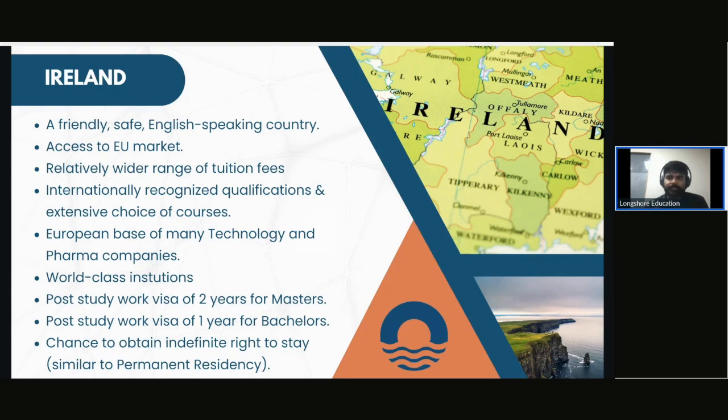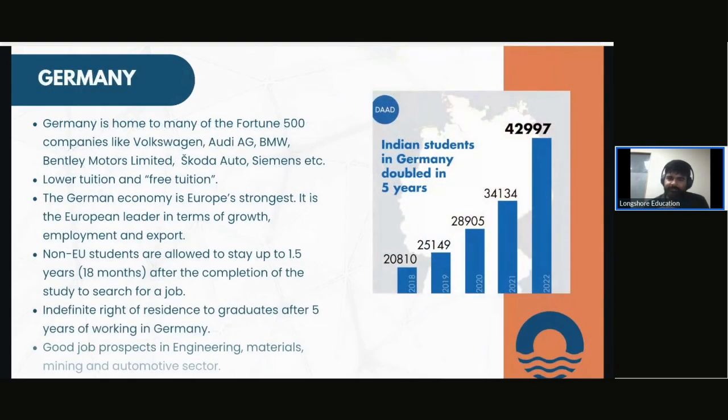Germany is also somewhere where the number has doubled in the last 5 years. You could see that in 2018, the number was about 21,000, while the number now is somewhere around 43,000. It's the biggest economy when it comes to Europe, and leads the continent in terms of growth, employment, and export.